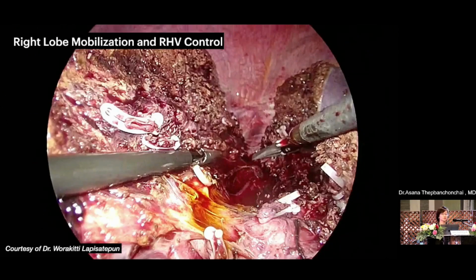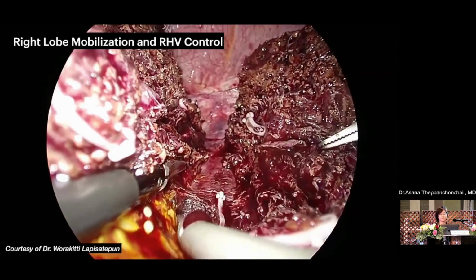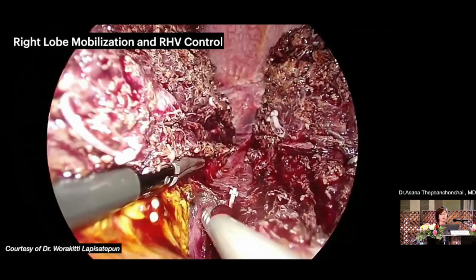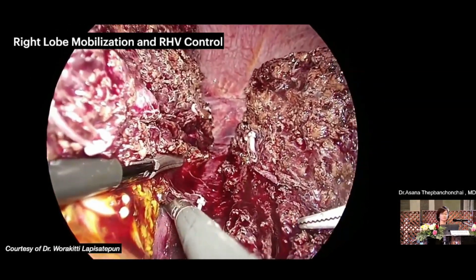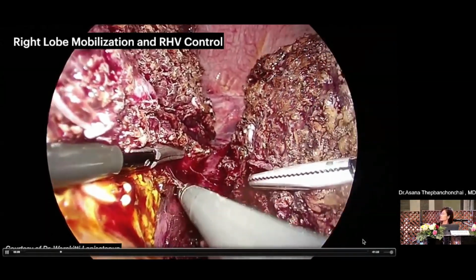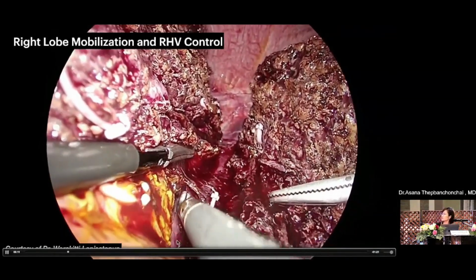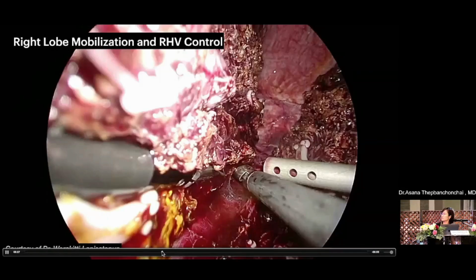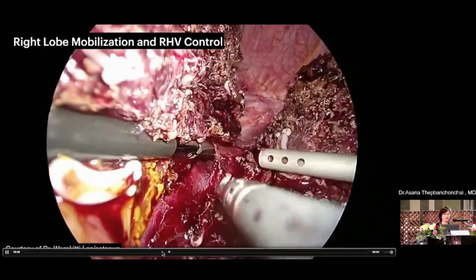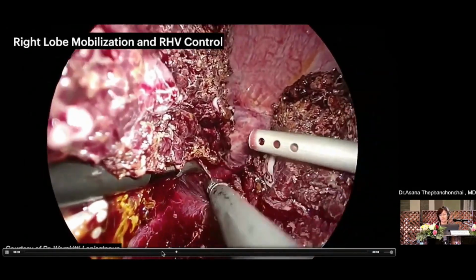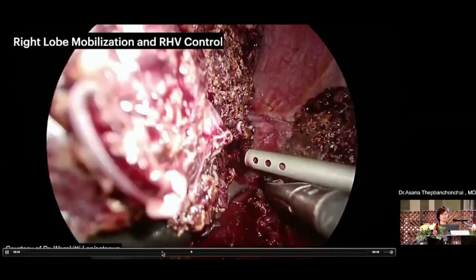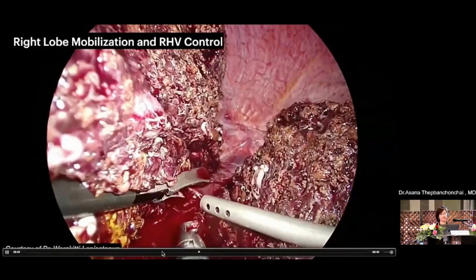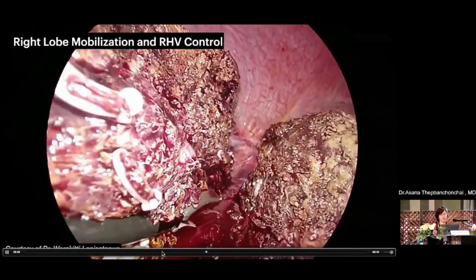This video shows the right hepatic vein control method after parenchymal transection. The liver tissue and connective tissue covering the IVC was opened. After trying to dissect the anterior aspect of the IVC, the root of the right hepatic vein was incidentally injured. Care must be taken during dissection to control the root of the hepatic vein.